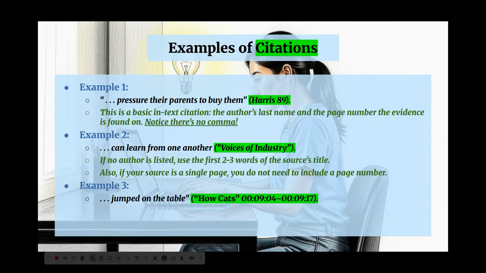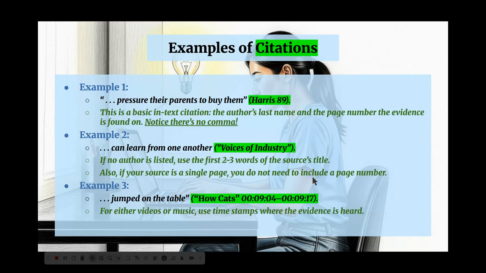And finally, you might have a weird looking citation like this, and this is used specifically for videos or music where there's no page numbers, but there's timestamps. So it looks like the evidence over here started at 9 minutes 4 seconds in the video, and they stopped saying it at 9 minutes and 17 seconds. So when there's no page number, because it's music or video, use timestamps.